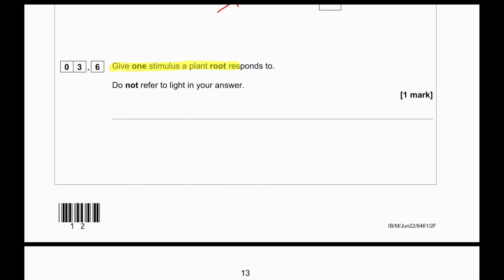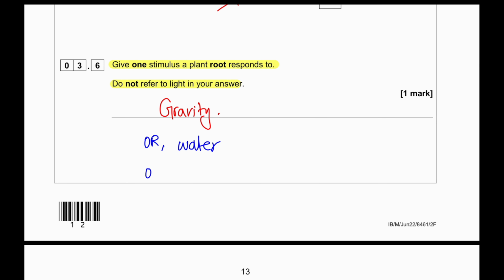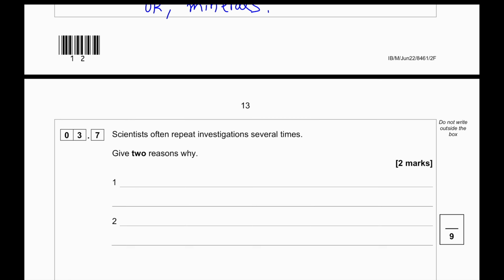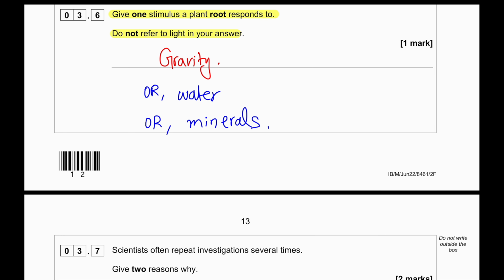Give one stimulus a plant would respond to, but do not refer to light in your answer. We can say gravity, so gravitropism or gravity. Plants also respond to other things, such as the presence of water. Wherever the water is present, roots will tend to grow towards that direction. Or we can say minerals. Availability of minerals from one direction can also stimulate the root to grow in that direction.